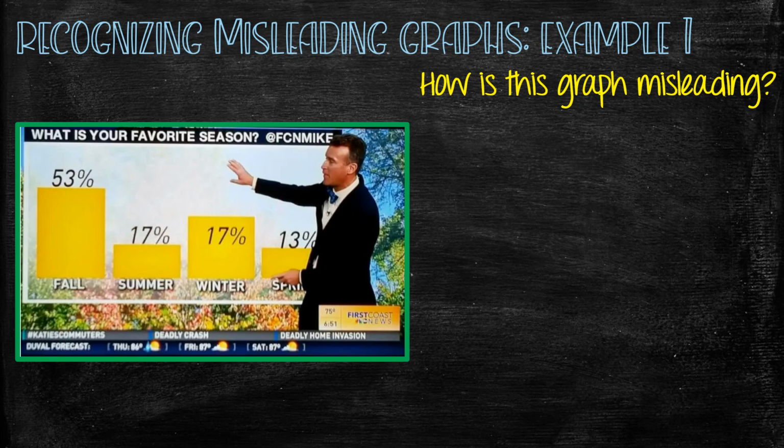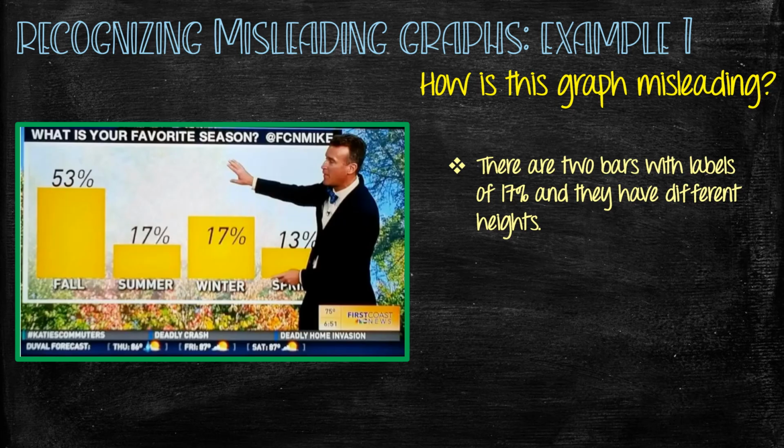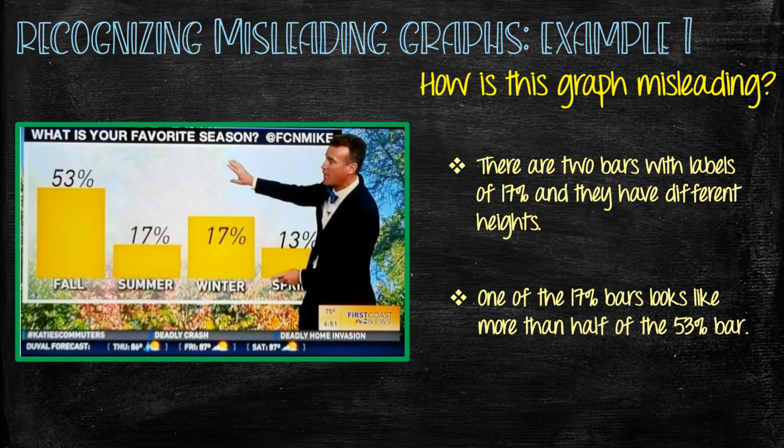Recognizing misleading graphs, example 1, how is a graph misleading? So look at the graph. Very poorly made. There's 2 bars with 17%. They're not the same height. So there's 2 bars with labels of 17% and they have different heights. Also, look at that 13 is almost the same as one of those 17s. And that second 17% one is more than half of the 53. So all kinds of wrong in this graph that can be misleading.